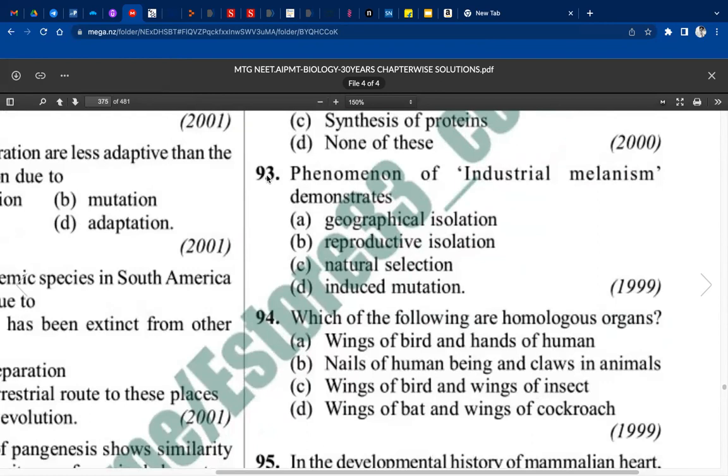Yes, sir. Phenomenon of industrial melanism demonstrates geographical isolation, reproductive isolation, natural selection, and induced mutation.